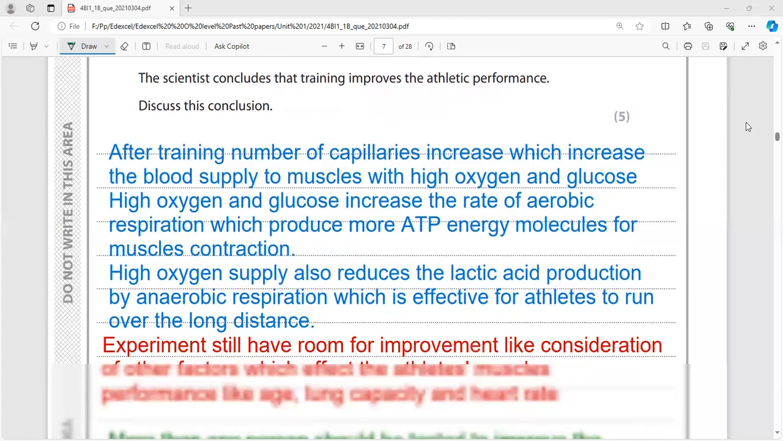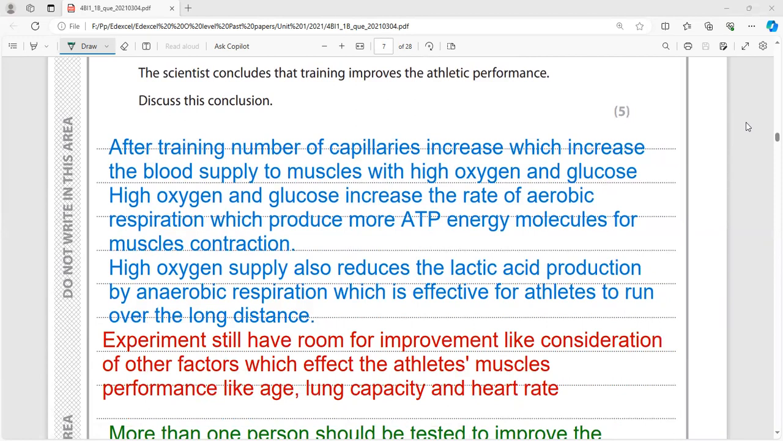So in that way, second advantage, if there is a high oxygen supply in the muscle, that will reduce the lactic acid production, which is produced as a result of anaerobic respiration in the muscle. So that can secure easily the 4 marks.